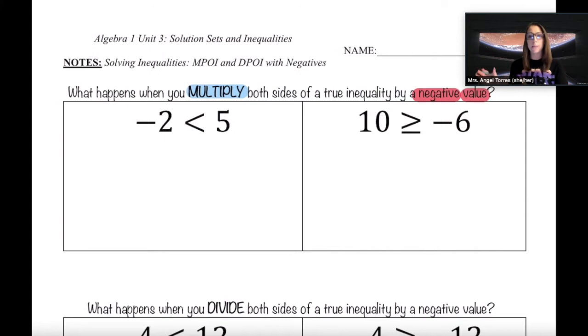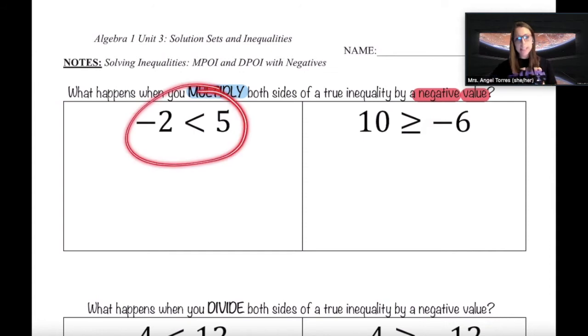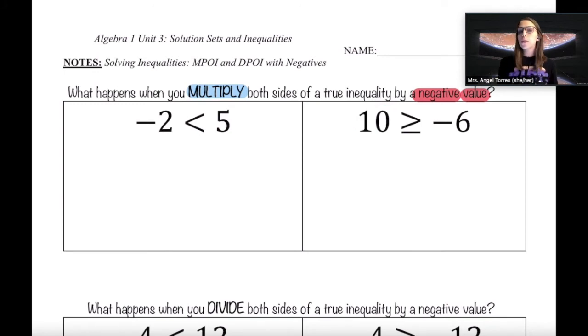We have two examples of inequalities here, and both of these inequalities are true. In the first one, -2 is less than 5, and in the second one, 10 is greater than or equal to -6. What we're going to do here is apply MPOI, the multiplication property of inequality, with a negative value to see what happens. So let's go ahead and do that.